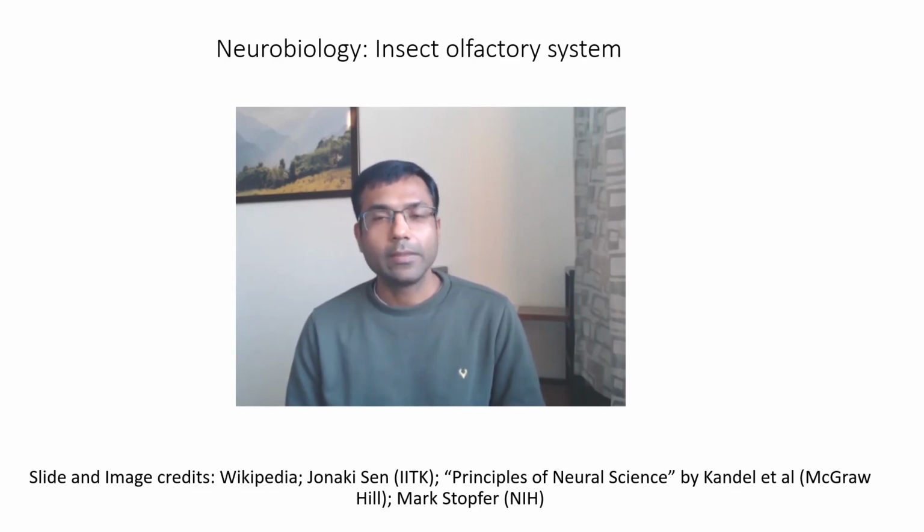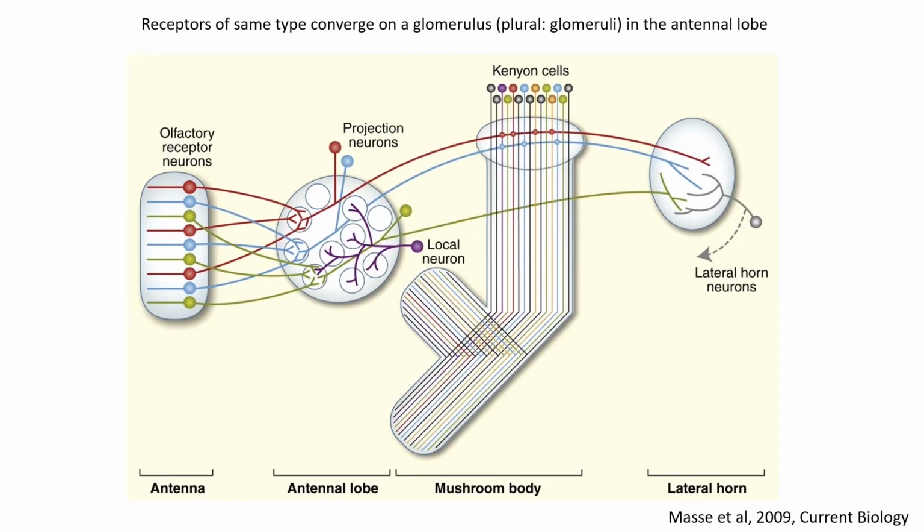We started looking at the insect olfactory system a little bit in the last video, and in this video we will take a more detailed look and see how smell functions in the insect brain. Here is a schematic of the insect olfactory system. The odors are detected by the olfactory receptors, and there are about 100 types of olfactory receptor proteins. That exact number varies depending on the exact insect species that we are looking at.